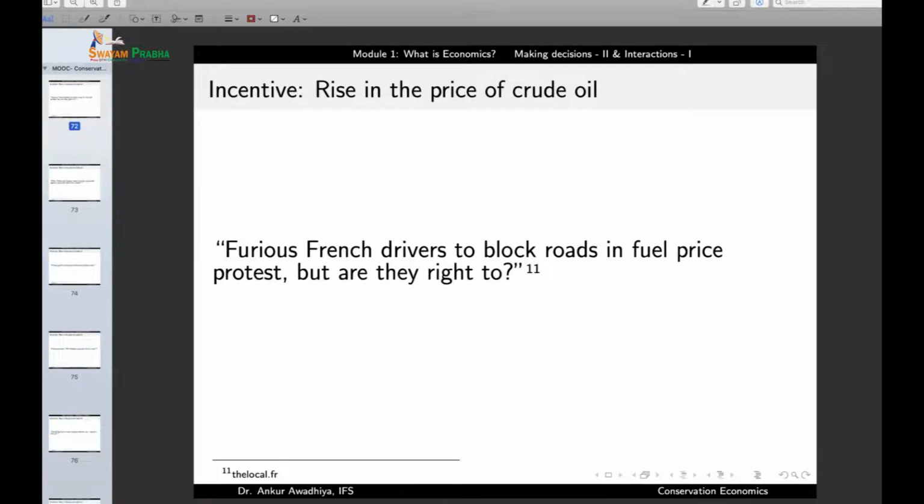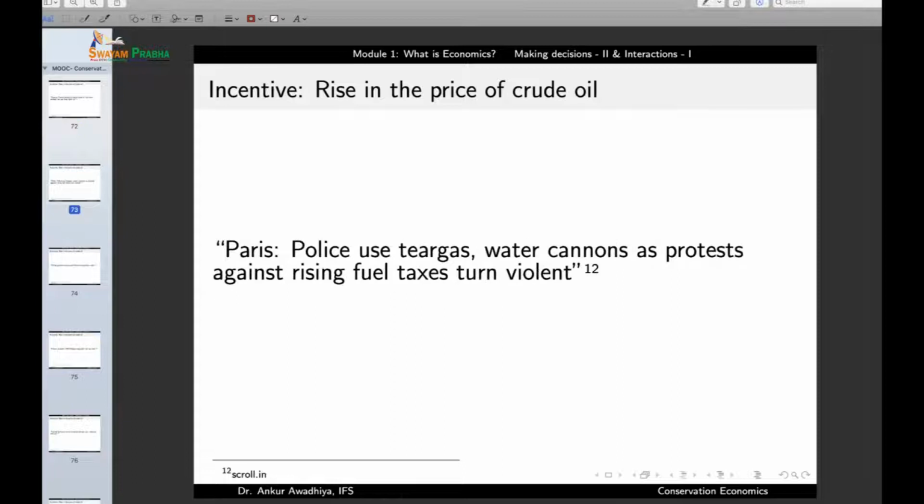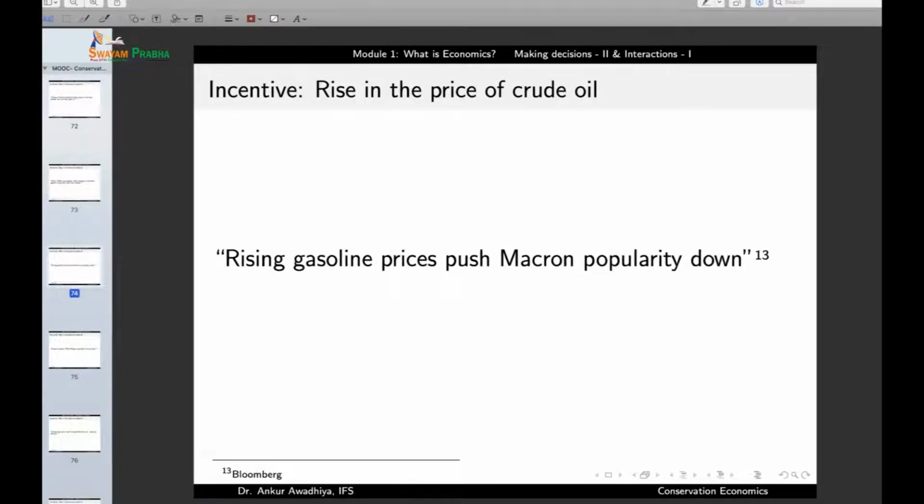Other kinds of impacts are furious French drivers to block roads in fuel price protest. So similar to what we saw in the Indian context that the Ola and Uber drivers are coming up in protest, we also see that the French drivers have also come up in protest. What happens then? This is another news. Paris police used tear gas, water cannons as protests against rising fuel taxes turn violent. So a rise in the cost of living is now leading to violence. Then rising gasoline prices push Macron popularity down.